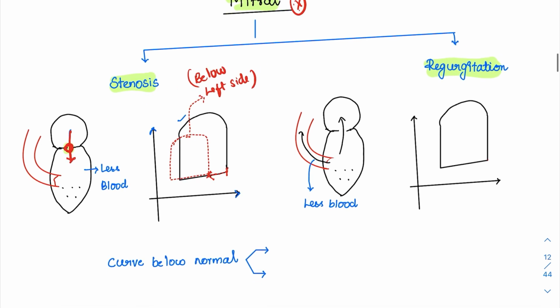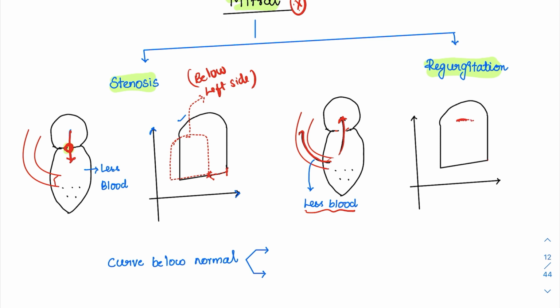Now coming to mitral regurgitation. Mitral regurgitation means this mitral valve is lax, and whenever the ventricle is trying to push the blood, it is pushing not only to the aorta, because the valve leaks during systole, it is pushing it to the mitral side or the atrium also. So there is blood going there, but the aorta is getting less blood. Whenever there is less blood going to the aorta, the entire curve will again be below.